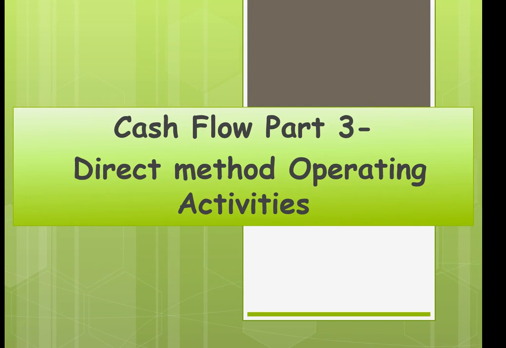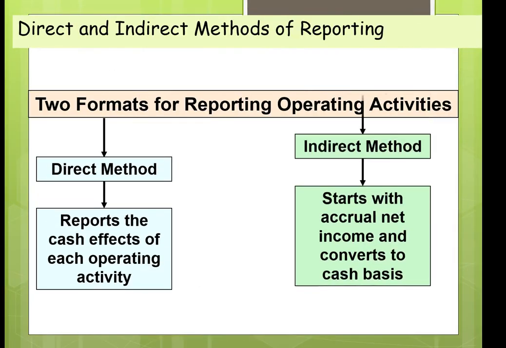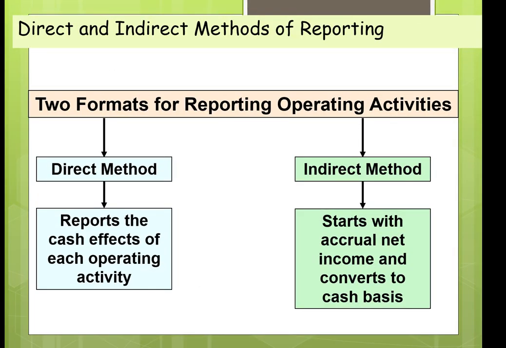This is part 3, and it covers the cash flow statement and the section that deals with operating activities, and we're looking at the direct method. Now again, there are two formats. One is the direct, which is what we're going to go over, which reports the cash effects of each operating activity. And then in another part we cover the indirect method, which starts with accrual net income and converts that to cash. Regardless of the method you use, you will get exactly the same answer whether you use the direct method or the indirect method for the operating activity section of the cash flow statement.